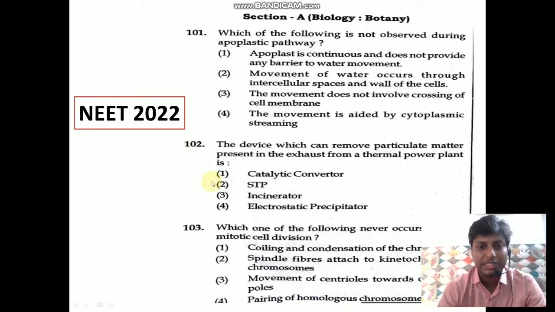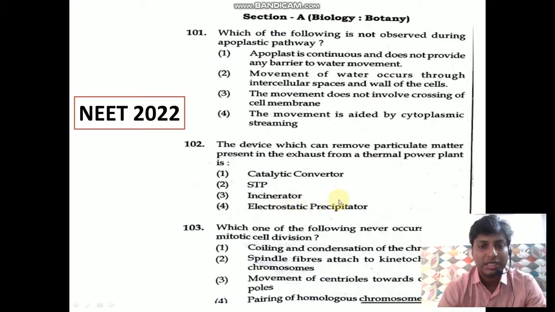The third option says incinerator. Incinerator is also not the right answer, because an incinerator is basically treatment of waste by burning it, and whatever waste is collected is ultimately treated mostly by burning. So that is the role of an incinerator, dear students. But the fourth option says electrostatic precipitator.